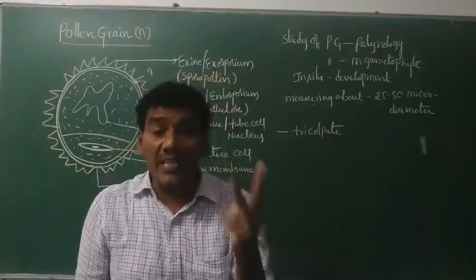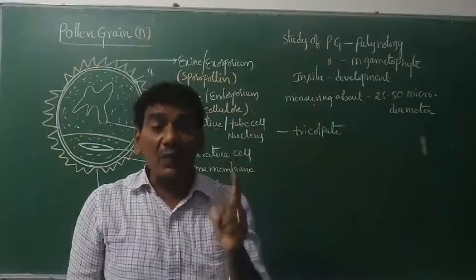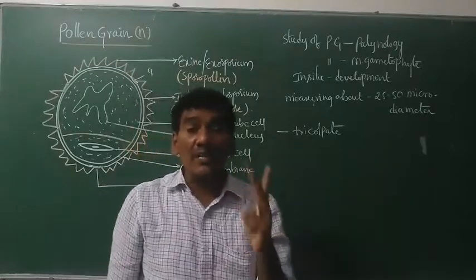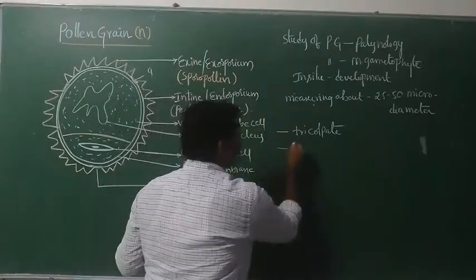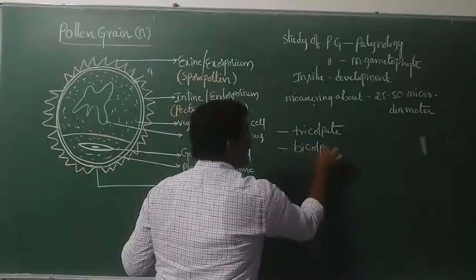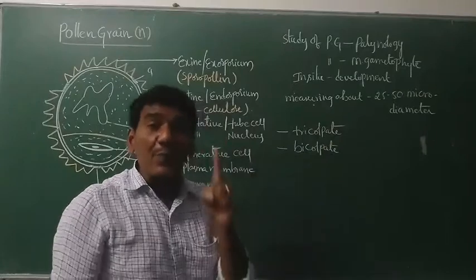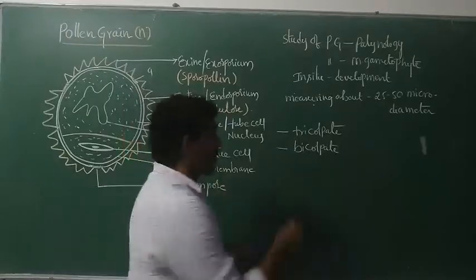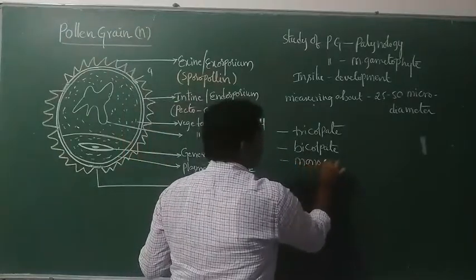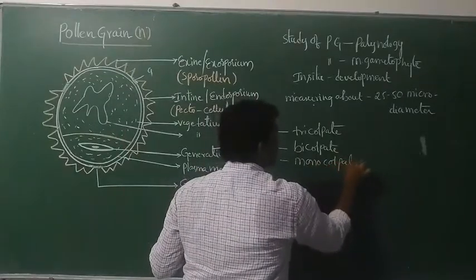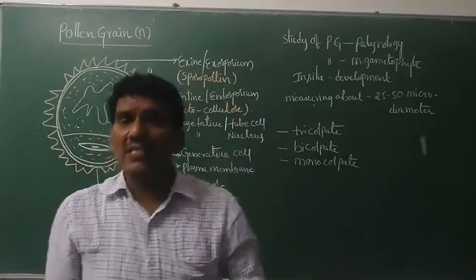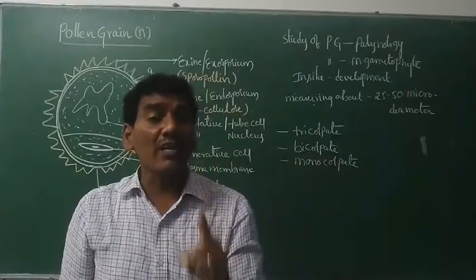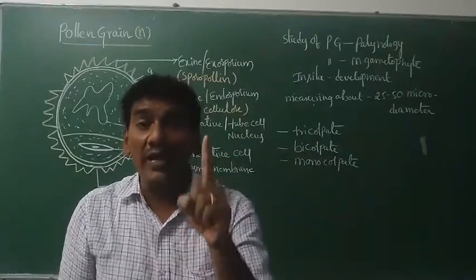3 germ pores are present in pollen grains of dicots. That pollen grain is known as tricolpate. 2 germ pores present in a pollen grain is known as bicolpate. 1 germ pore is present in pollen grains of monocots, known as monocolpate. So in dicotyledon plants approximately 3 germ pores are present in one pollen grain, and in monocotyledon plants 1 germ pore is present.